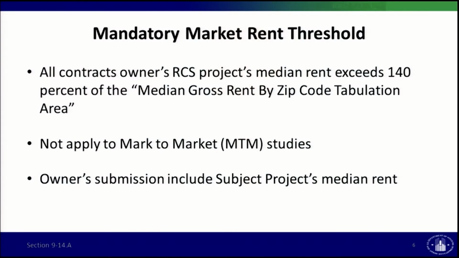The mandatory test applies to any owner rent comparability study where the project's median rent exceeds 140% of the median gross rent by zip code tabulation area, except for those related to the mark-to-market program. Now, when the owner submits the RCS, it must include the subject project's median rent.